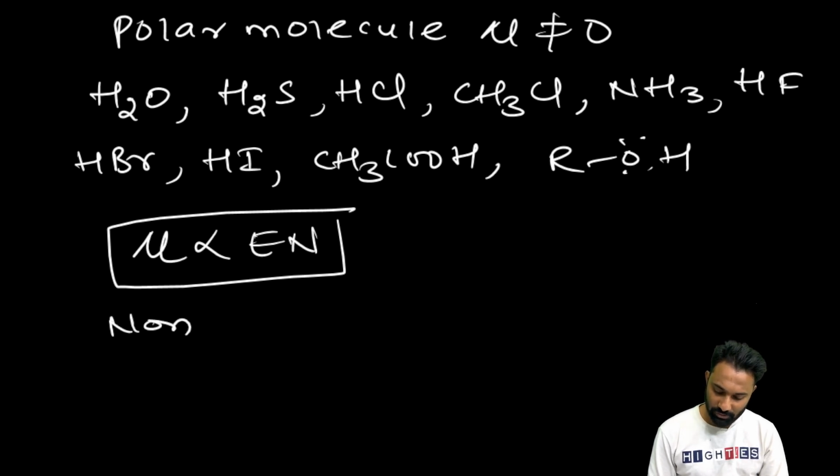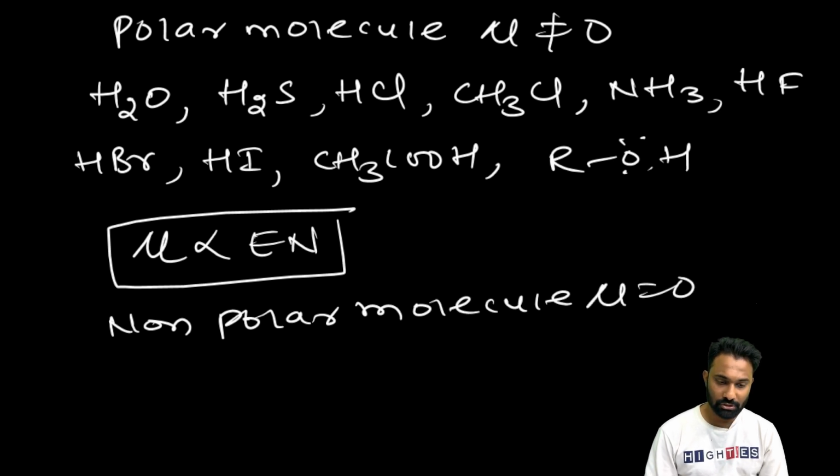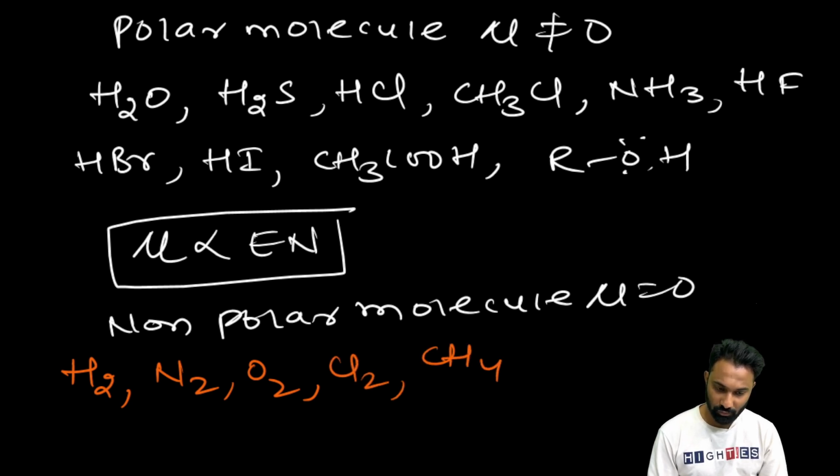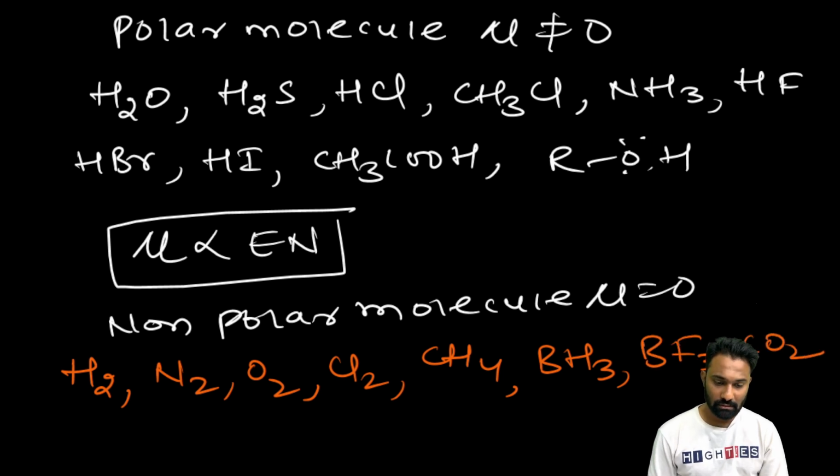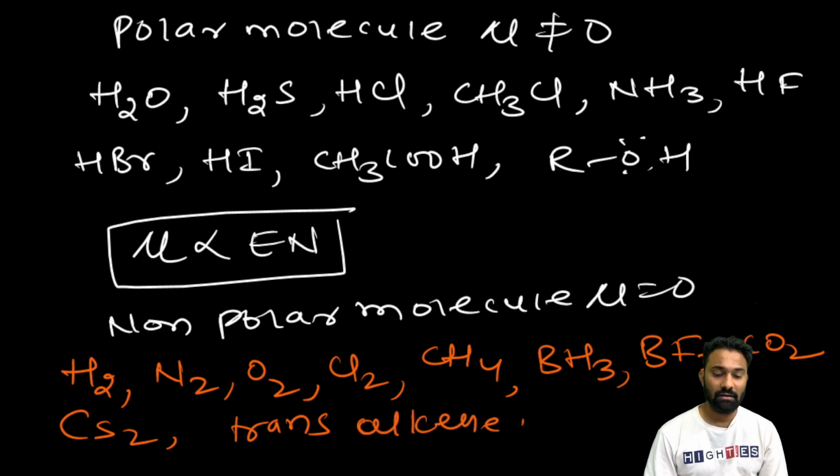Clear? Next, non-polar molecules. What is the meaning of non-polar molecules? Mu is equal to 0. Examples for the non-polar are H2, N2, O2, Cl2, CH4, BH3, BF3, CO2. Clear? Carbon disulfide. Clear? And this is trans-alkene, and the next is also a trans-alkene. Clear? Now these are the ones where the dipole moment is 0. Clear? Next.